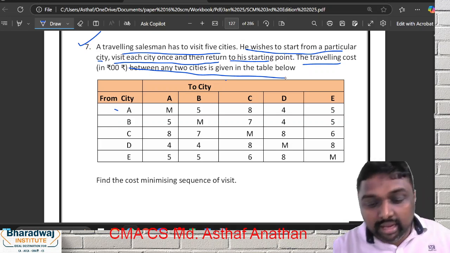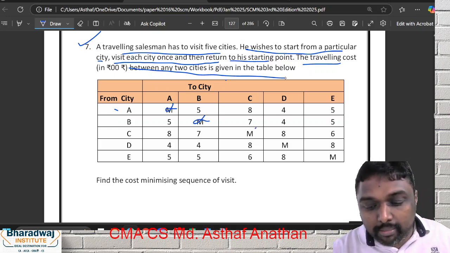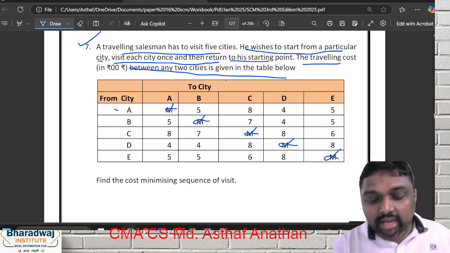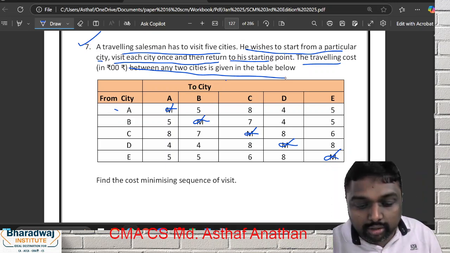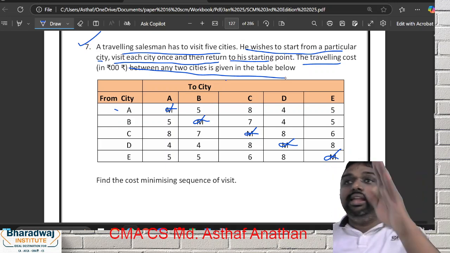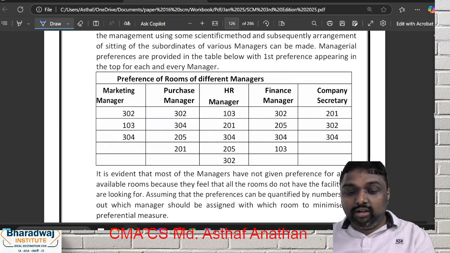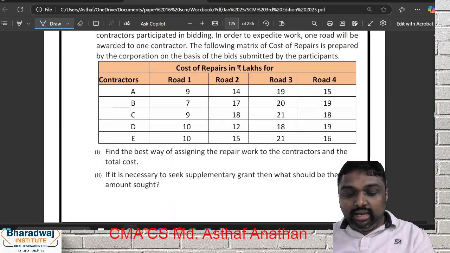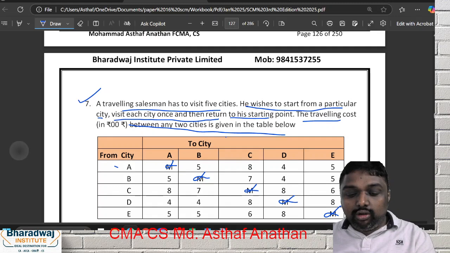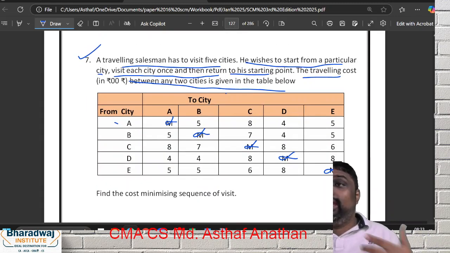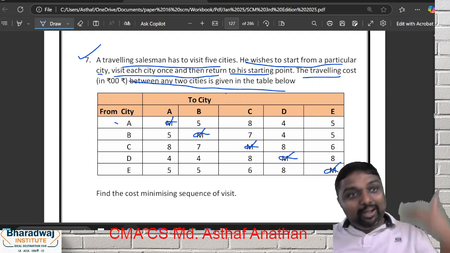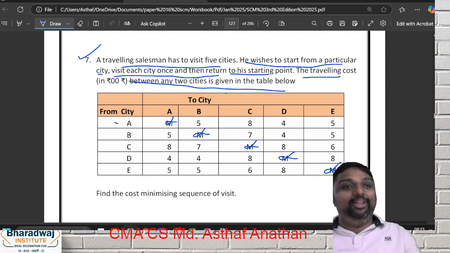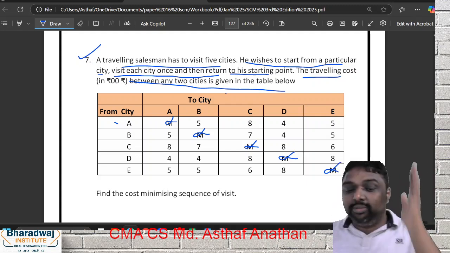Now, these M entries are called infinite. That means A to A is not required. This is A to A, B to B, C to C. We already did M in one additional question in the class. M or infinity means that you cannot allot there, because you don't need to travel again to A. City A to A you don't want to go. You have to go A to B, B to C like that. Only different cities will be visited. So this is the traveling salesman specialty.